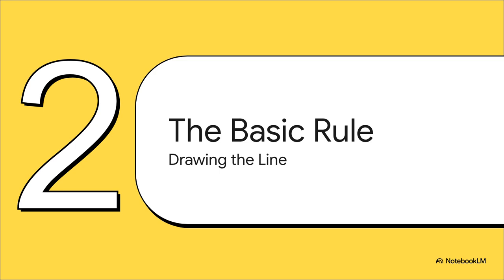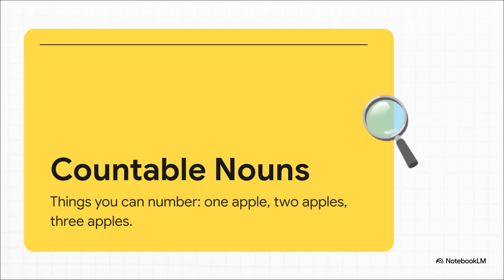Okay, so let's get down to basics. Let's just draw a clear line in the sand. What is the fundamental difference between these two types of nouns? First up, we've got the easy stuff, countable nouns. And hey, the name kind of gives it away, doesn't it? These are just individual things you can literally put a number on. 1 apple, 2 apples, 3 apples.